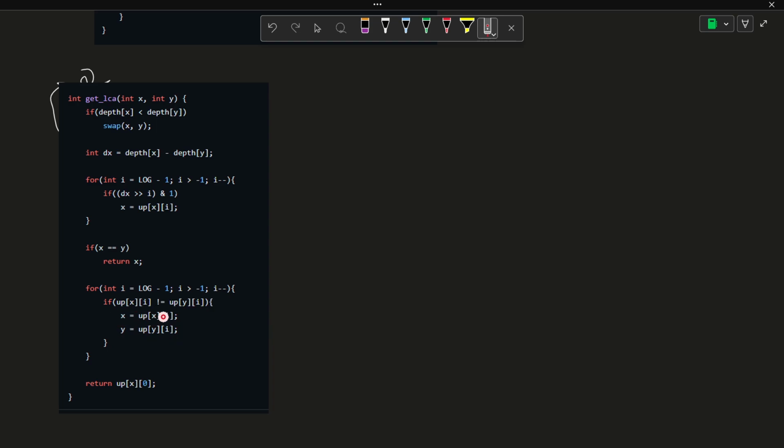Once I move them upwards, they will be in a situation such that they are very close to the lowest common ancestor, but they have not reached it yet. And those will be the just immediate children of the LCA. So now I'm just going to return the direct parent of my x, or I can also return the direct parent of y, right? So this is how you find the LCA. Now once you find the LCA, finding the distance is very, very simple.